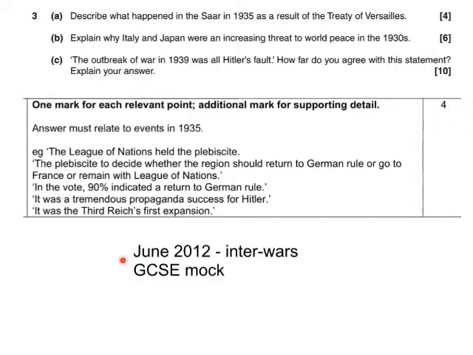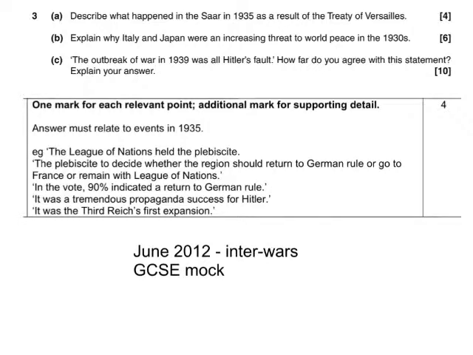I've chosen the June 2012 paper, and we're going to be looking at question 3 on the interwar period. A quick glance at the questions tells me that question 3 is all about the path to war, Hitler's path to war. We'll start with question A, our 4-marker. Dead simple: describe what happened in the Saar in 1935 as a result of the Treaty of Versailles.